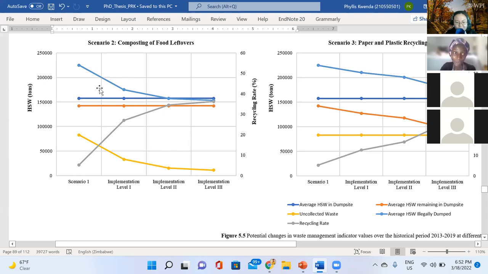This is why you find that here we only have implementation level 1, 2, 3, and this is over a period of 2013-2019. So basically our first runs were over a historic period of time, because when we were checking and screening our data, we found that the municipality was also calculating their figures wrong, because they used the same population since 2013. They were using the same population, like 1.4 million, for each year.